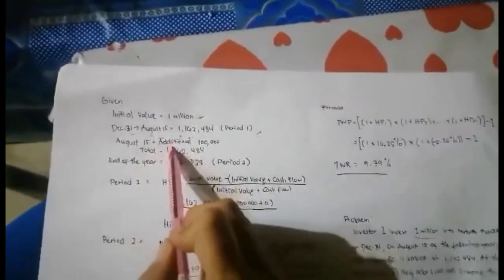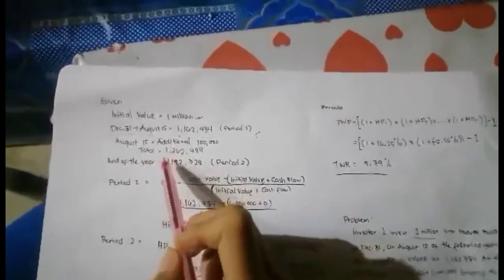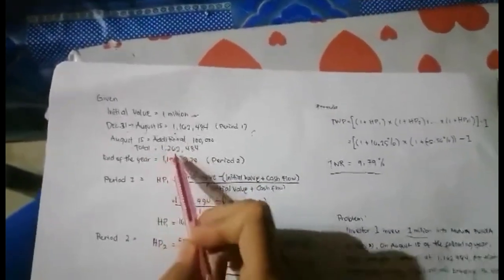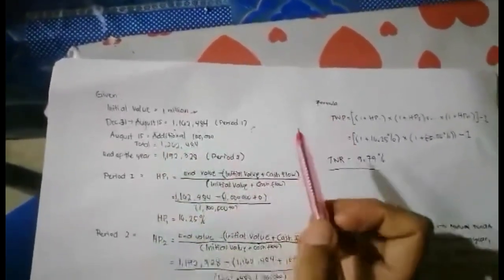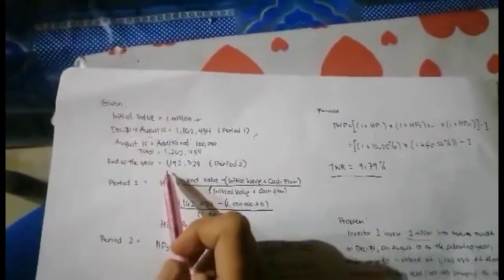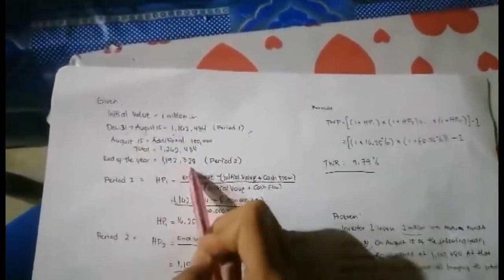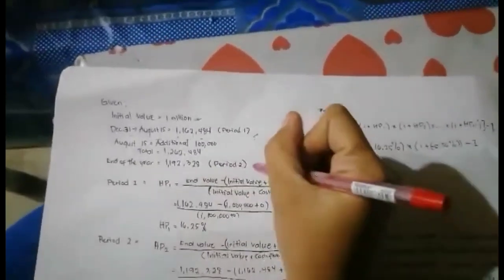So in August 15, the investor added $100,000, a total of $1,262,484. So by the end of the year, his account decreased into $1,122,328. Now this is the second period.